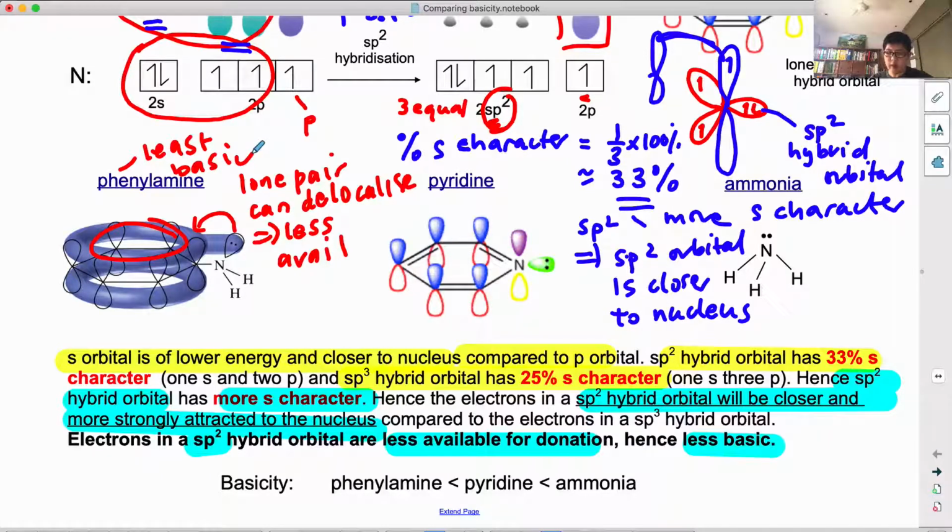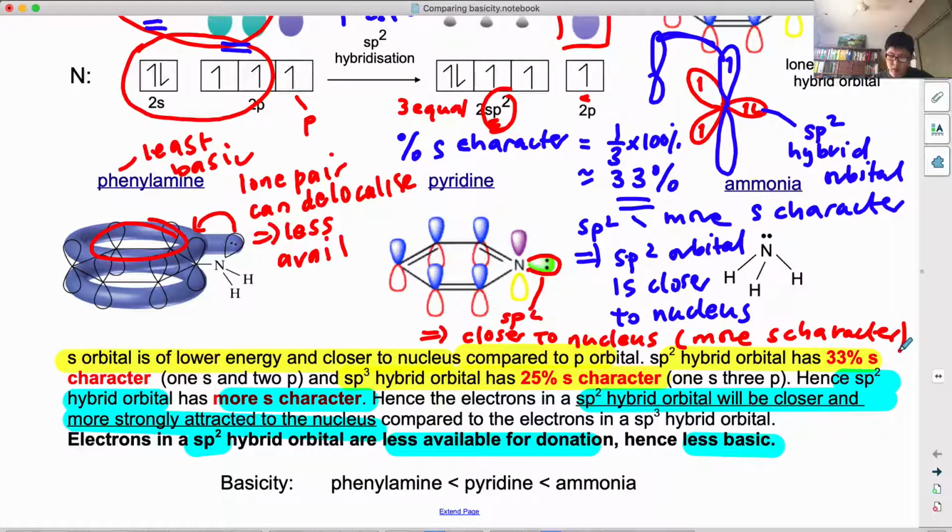Okay, so how do you compare the basicity of pyridine and ammonia? For pyridine, this lone pair is in an sp2 hybrid orbital. It's actually closer to the nucleus. Why? Because it has more s character. More s character means it's closer to the nucleus, which means it's going to be less available for donation. It'll be less basic.